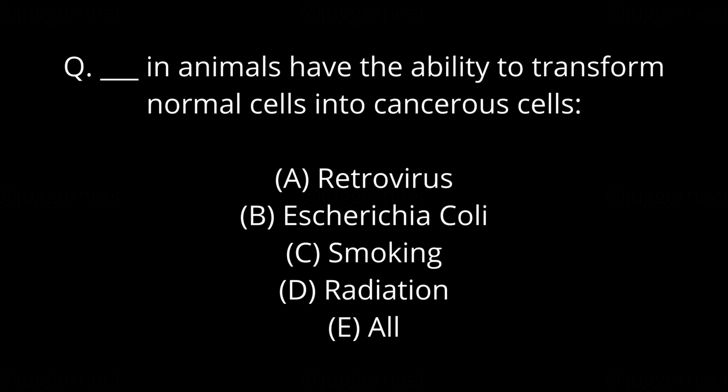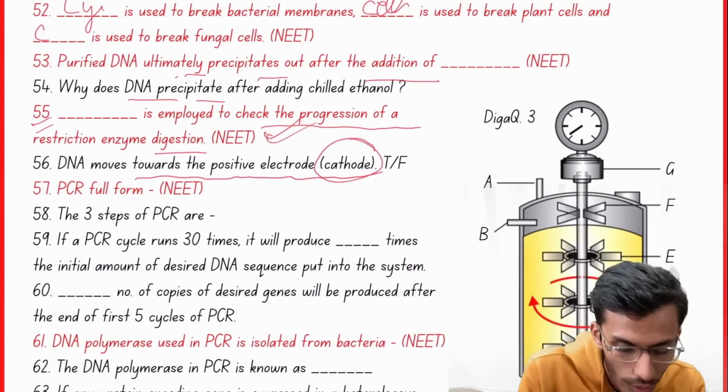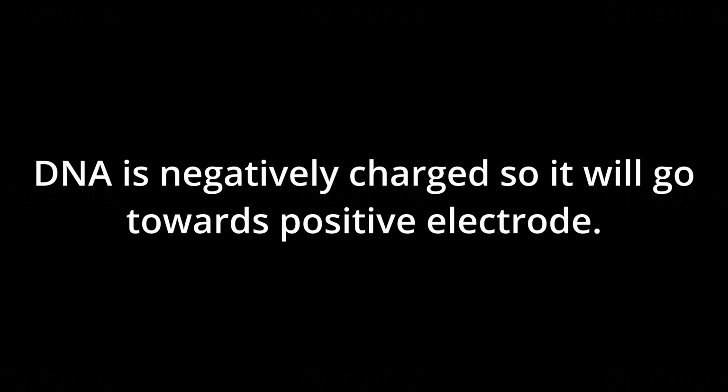Not only retrovirus. DNA move toward the positive electrode, cathode. How is it? No, DNA goes towards the anode, keep this in mind. This question is written wrong. DNA is negatively charged itself, so it will go towards positive. That is all you have to remember.